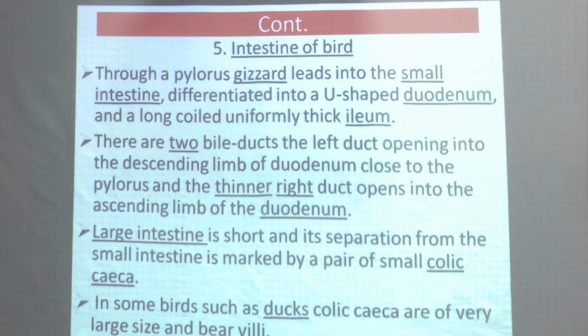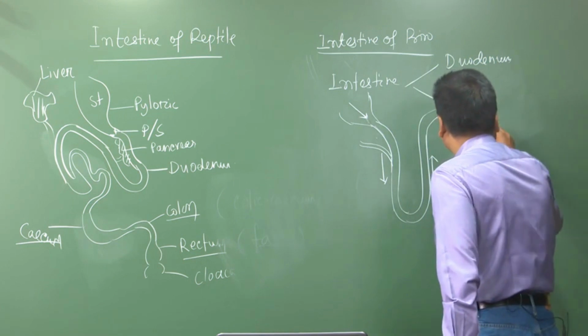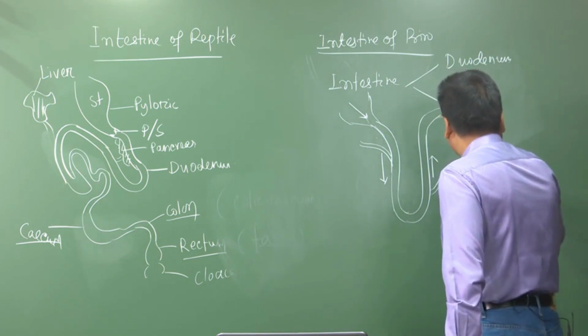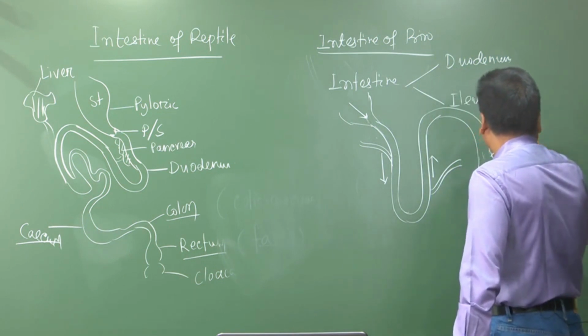The large intestine in case of bird is short and its separation from the small intestine is marked by a pair of caeca, that is known as colic caeca. What is the name of that one? That is known as colic caeca. For example, you see this is the large intestine, this is the caecum, this is the structure which is known as colic caeca.